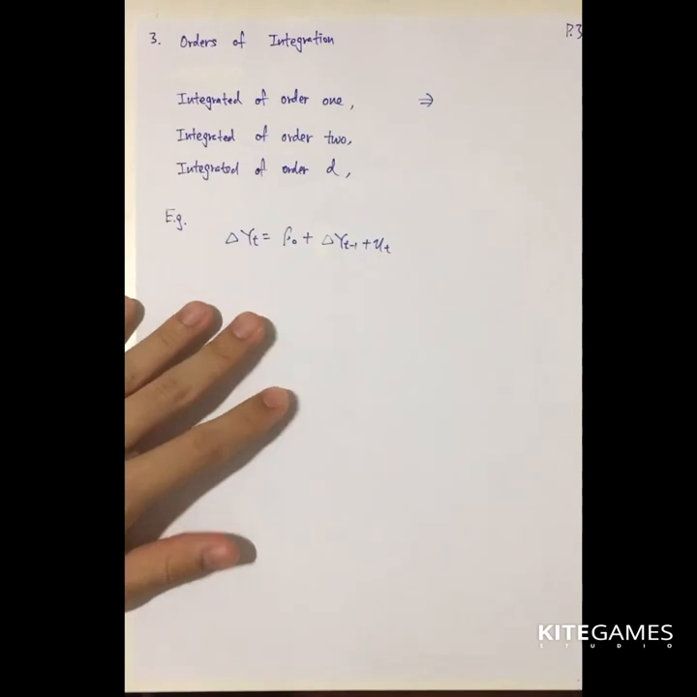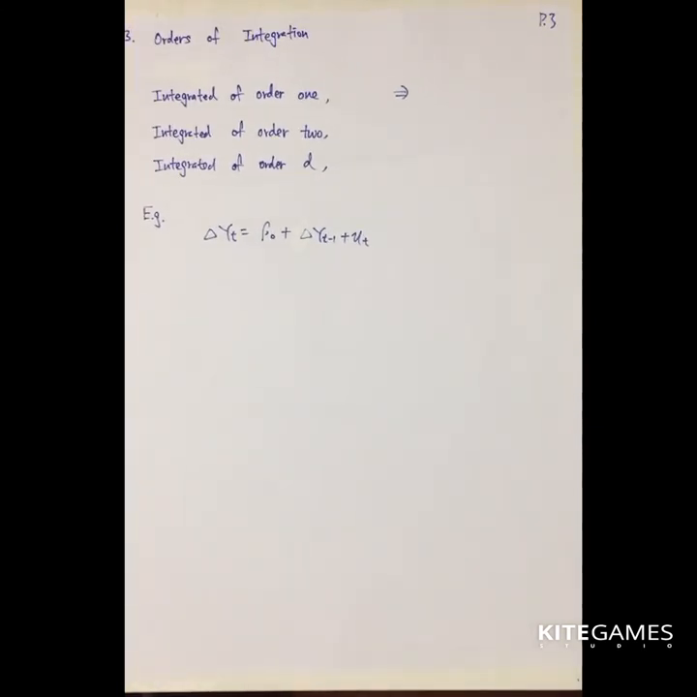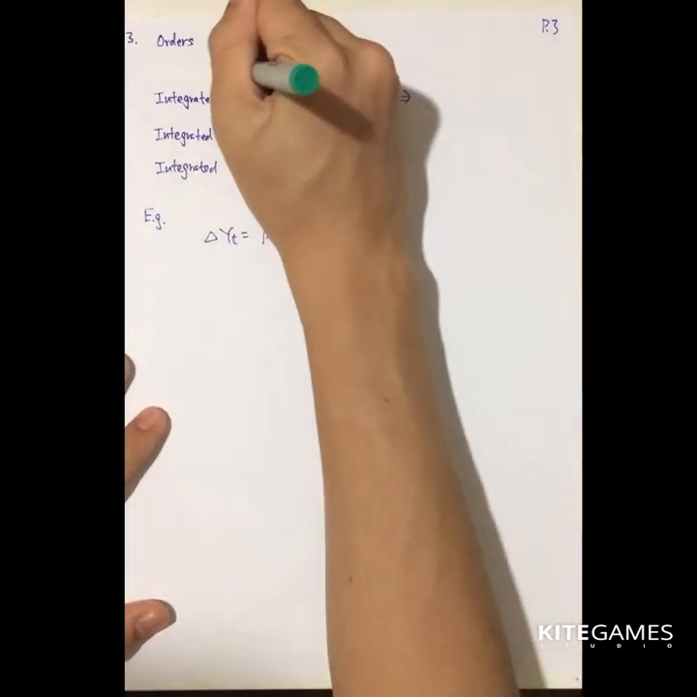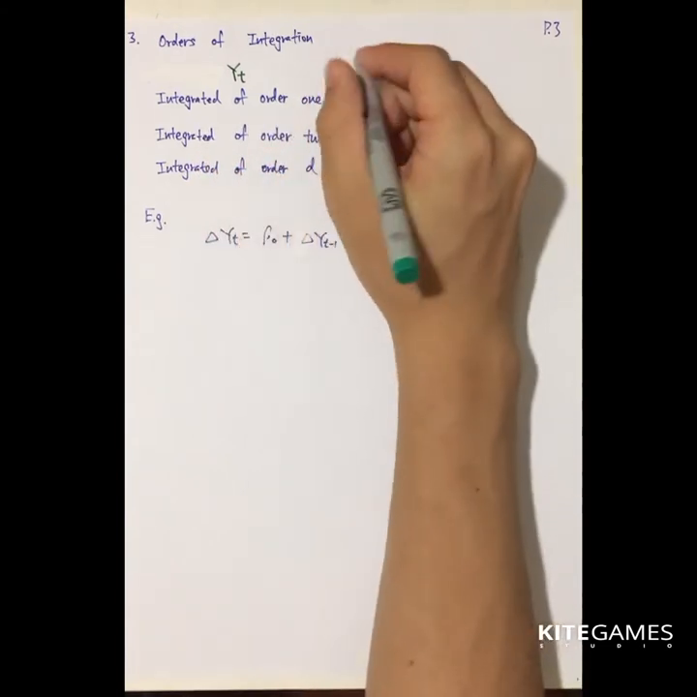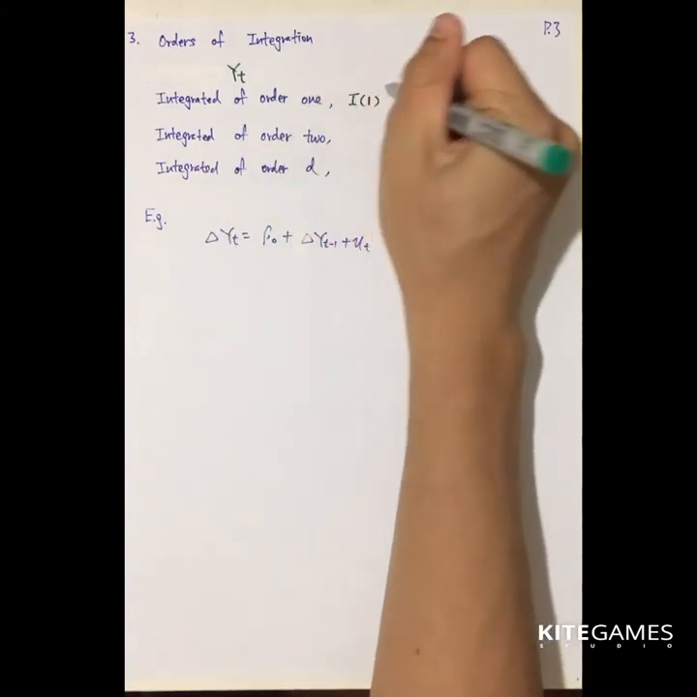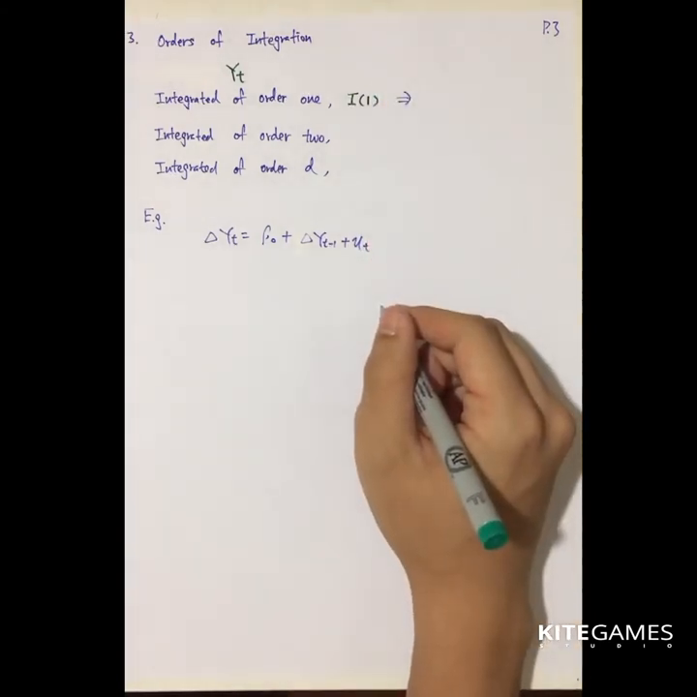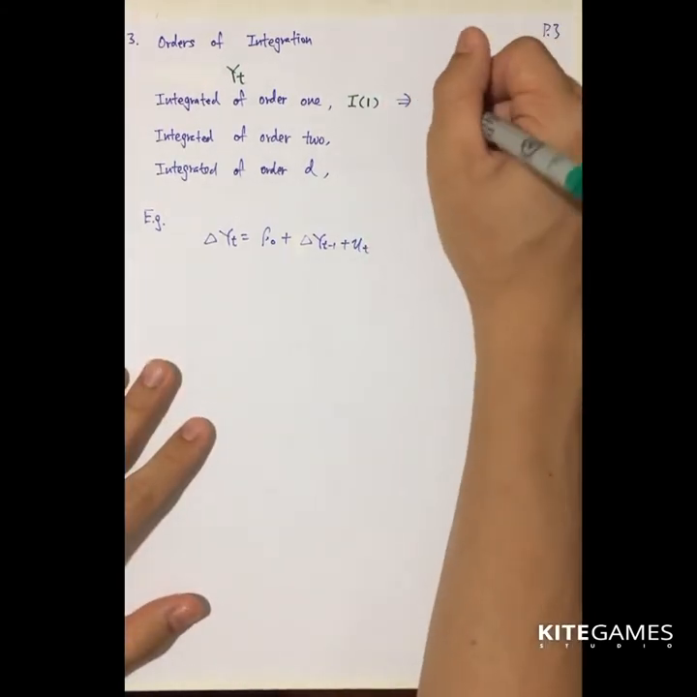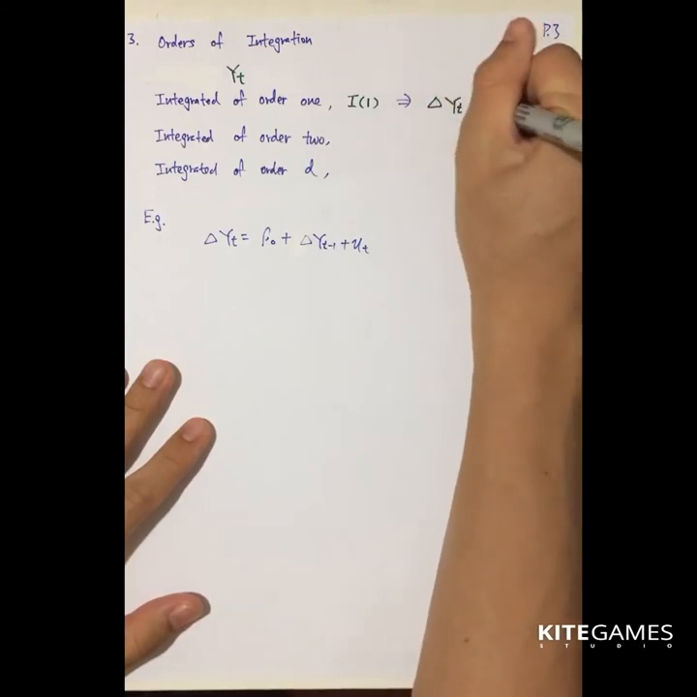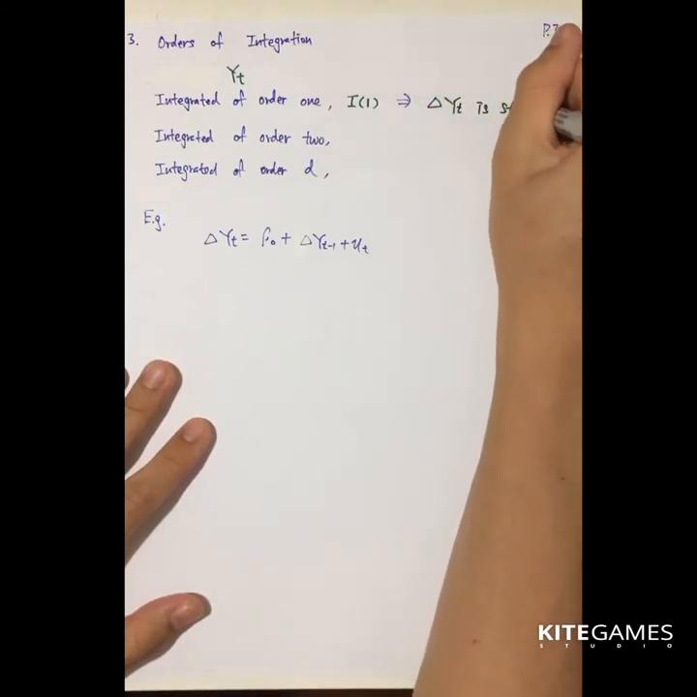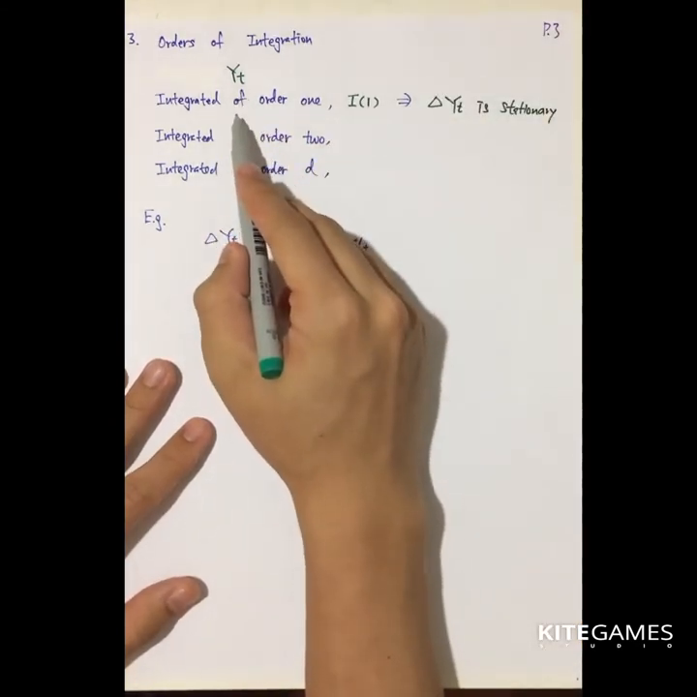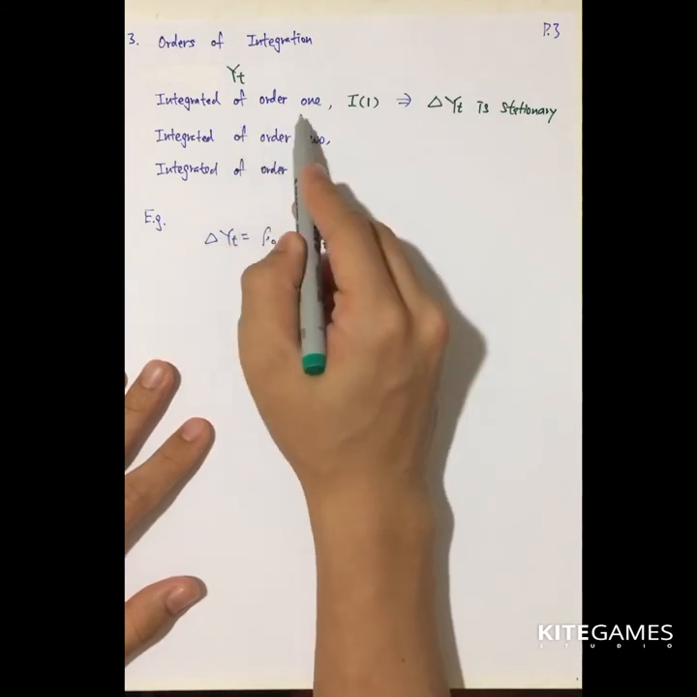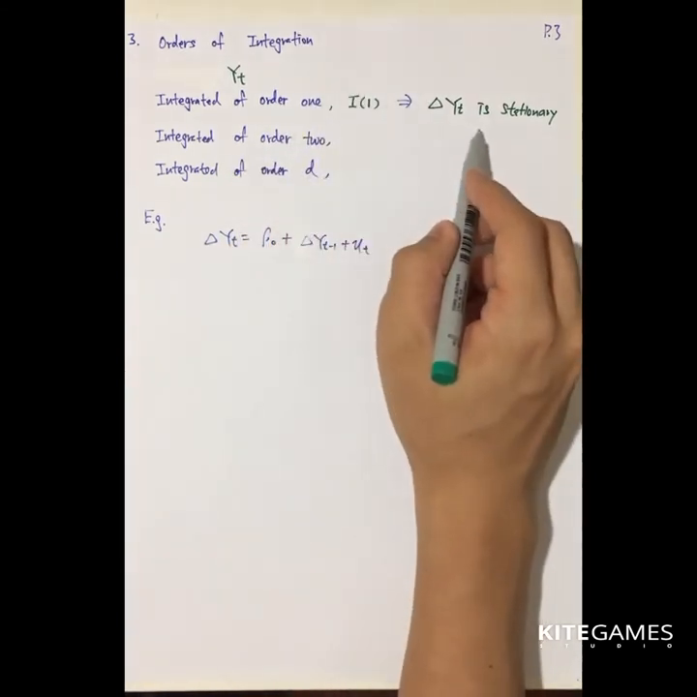First, we'll talk about the order of integration. If yt is integrated of order 1, we can write it as I(1). It means that the difference of yt is stationary. So yt is not stationary, it's non-stationary. But if it's integrated of order 1, it means that the difference of yt is stationary.